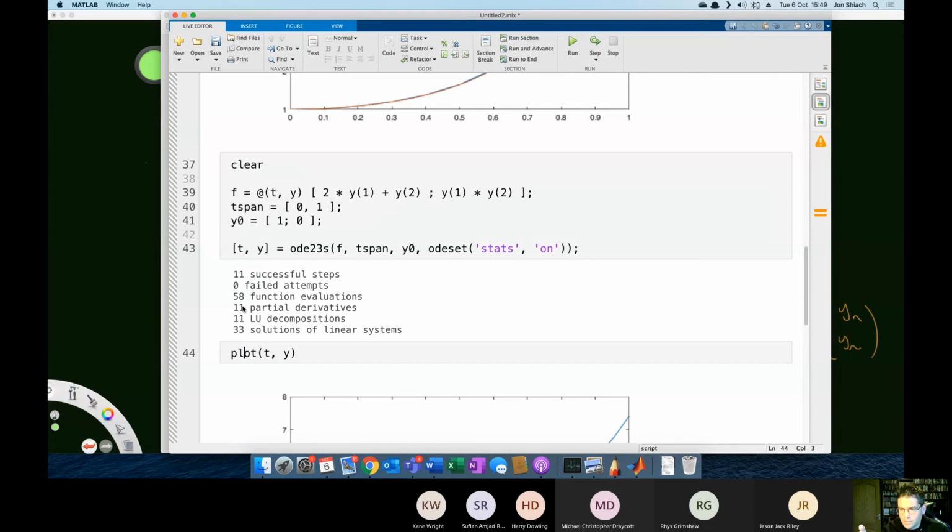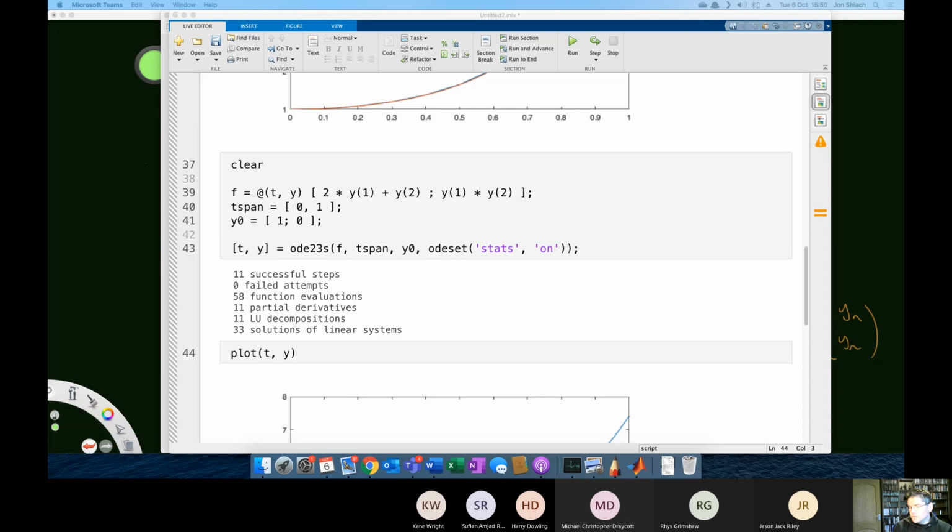So remember from LU factorization last year, when your coefficient matrix changes, your L and your U matrices change, and it required 33 solutions of linear systems. So there were 11 steps, and each step probably required 3 iterations of Newton's method to calculate the stage values. So if you ever see additional things in your solver stats, with partial derivatives, decompositions, etc., that shows that this is an implicit method. It shows that it's having to do Newton's method for that.